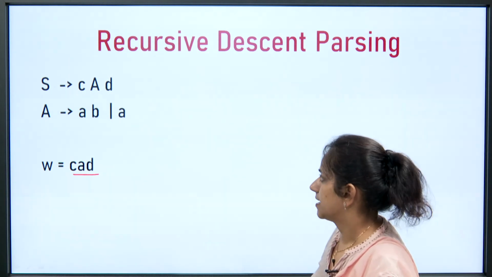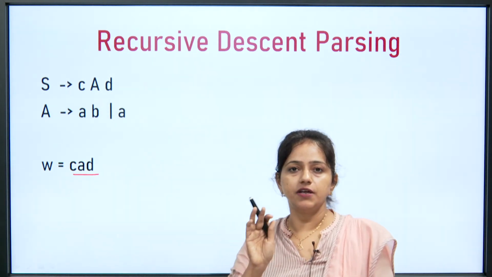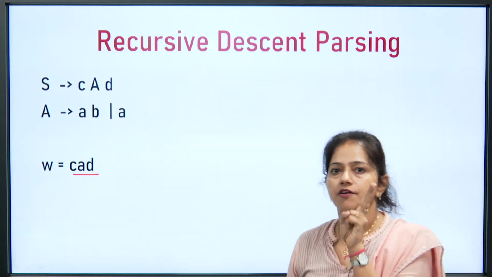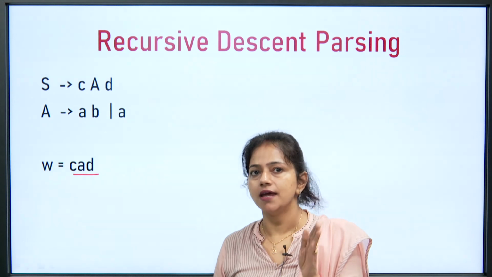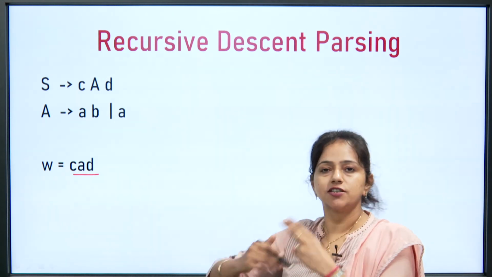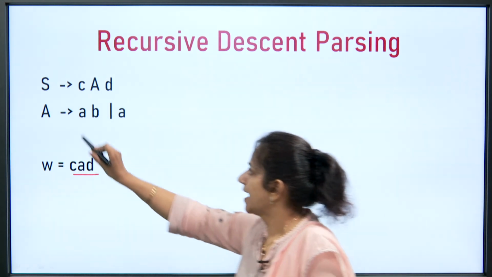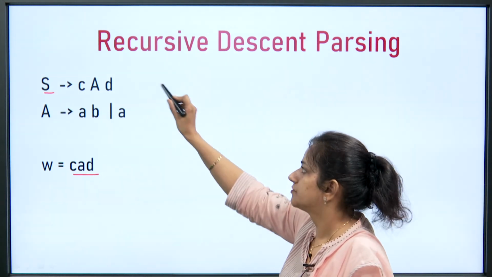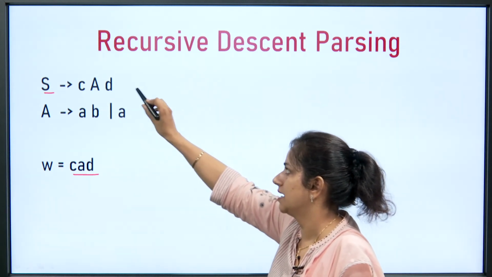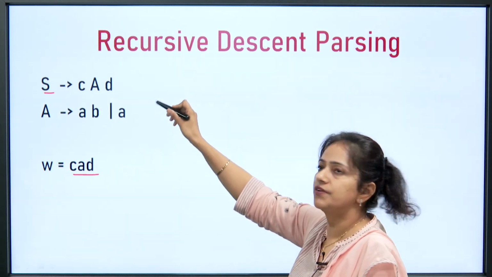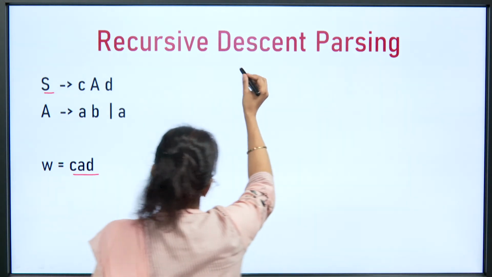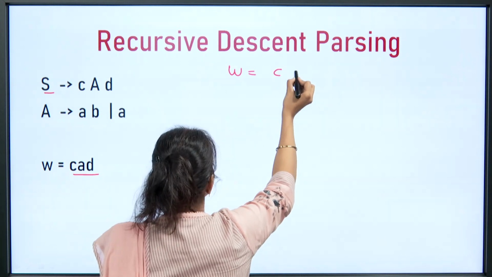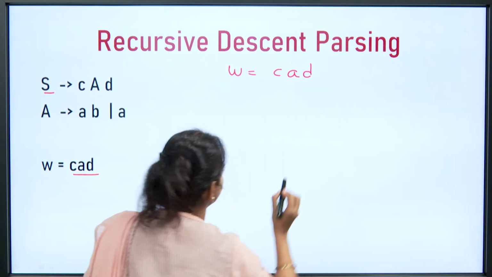In this parsing, the key problem is to select the production and then to do the matching. The initial approach that we apply is that we will select the productions one by one. First we have the S production, we will start from here, and S has one alternate, that is CAD. So, we will expand S with CAD. Here the input string is W equal to small c, small a and D.